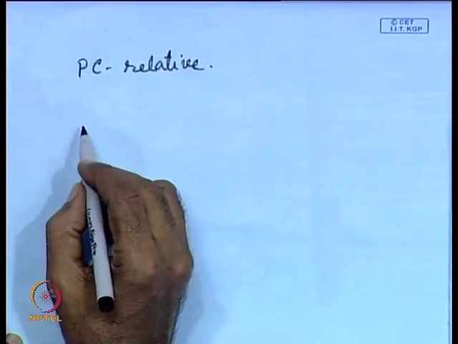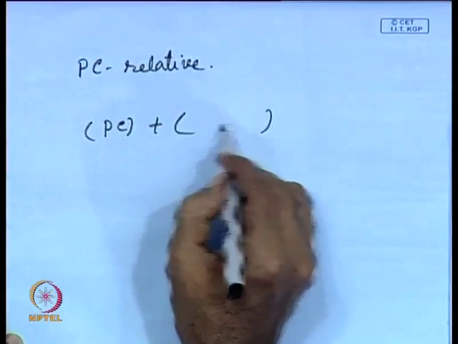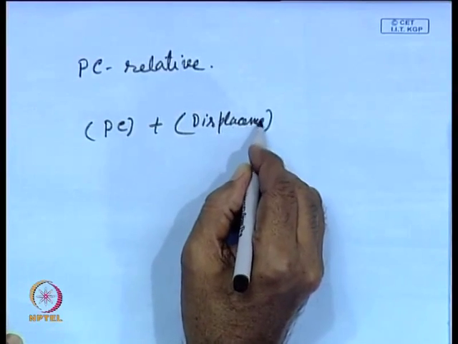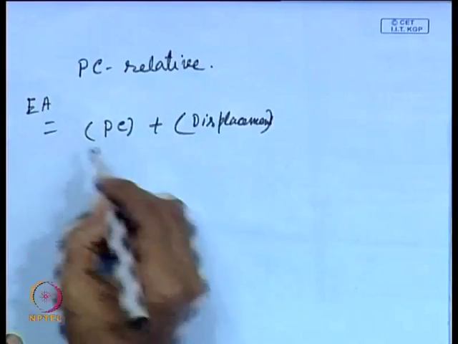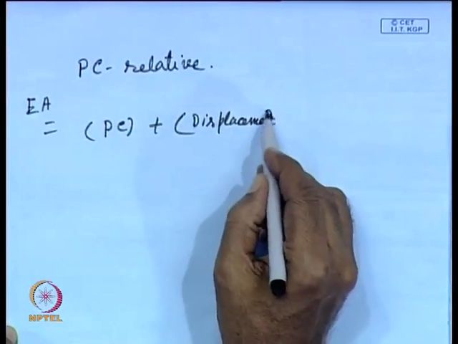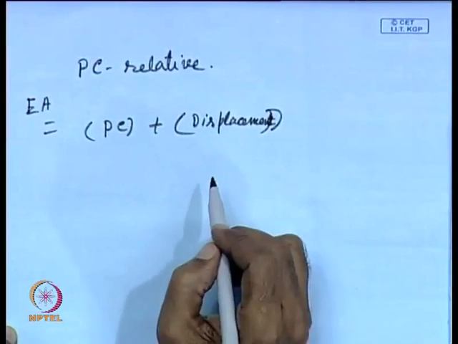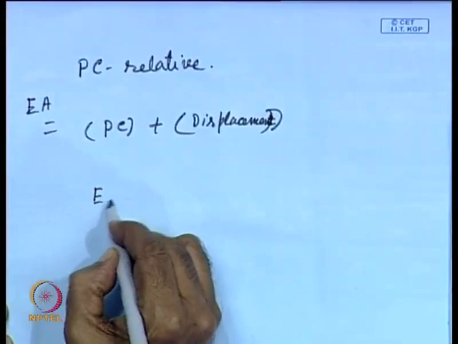So, in the PC relative branch case, the content of the program counter is added with the displacement or offset to find out the effective address. This effective address calculation can be done in the instruction decode stage or in the instruction execution stage, depending on whether we have additional hardware or not. If we do not have any additional hardware or adder, it is done in the execution stage.